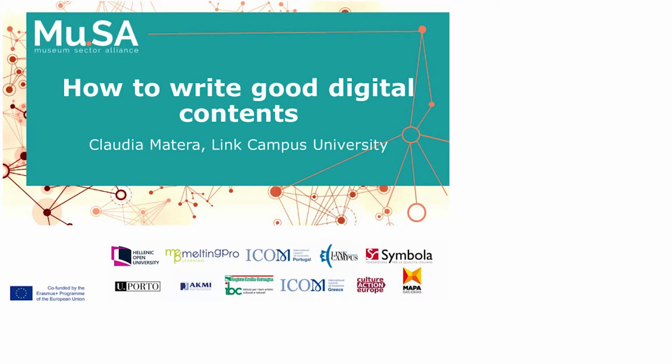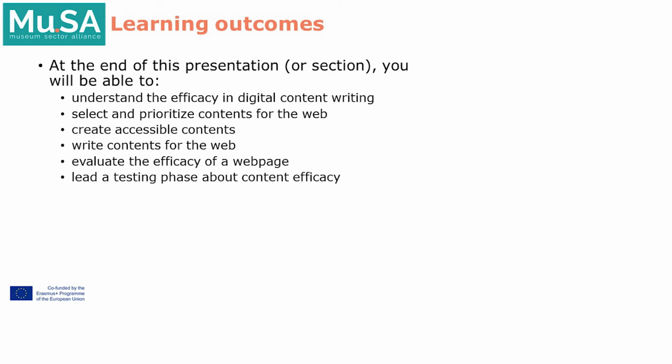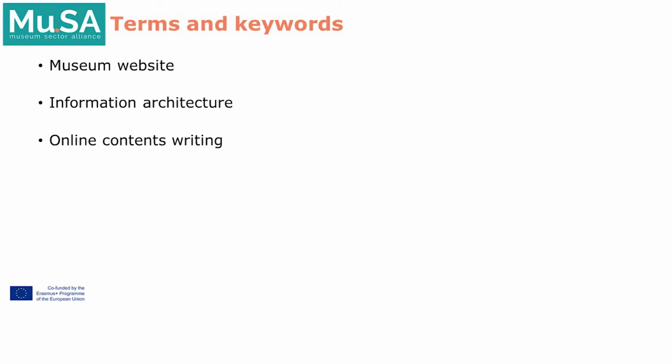This presentation is focused on the production of digital content. It is about criteria and guidelines to write online content. This presentation will help you to understand the efficacy of digital content writing and to select and produce good contents. Some keywords of this presentation are museum website, information architecture, and online contents writing.